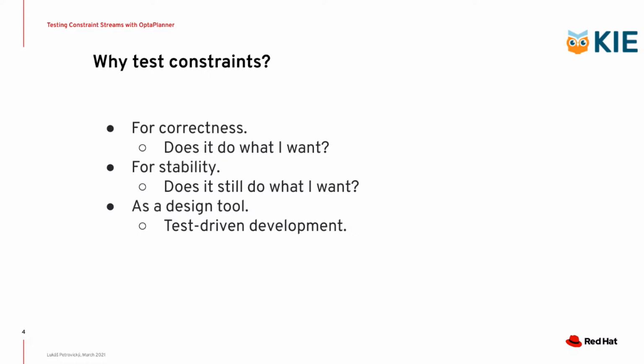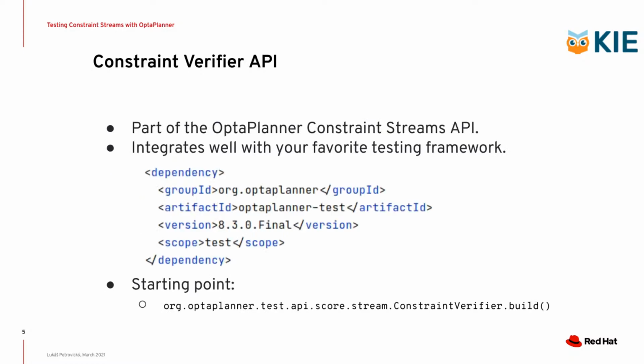Some people also like to use tests as a design tool in the test-driven development methodology, where you first write your tests and then you design your software so that the tests actually pass. Those would be the three primary reasons for why you would want to test your constraints, and in my opinion, they are not too different from reasons for testing software in general. So with that in mind, let's take a look at the ConstraintVerifier API.